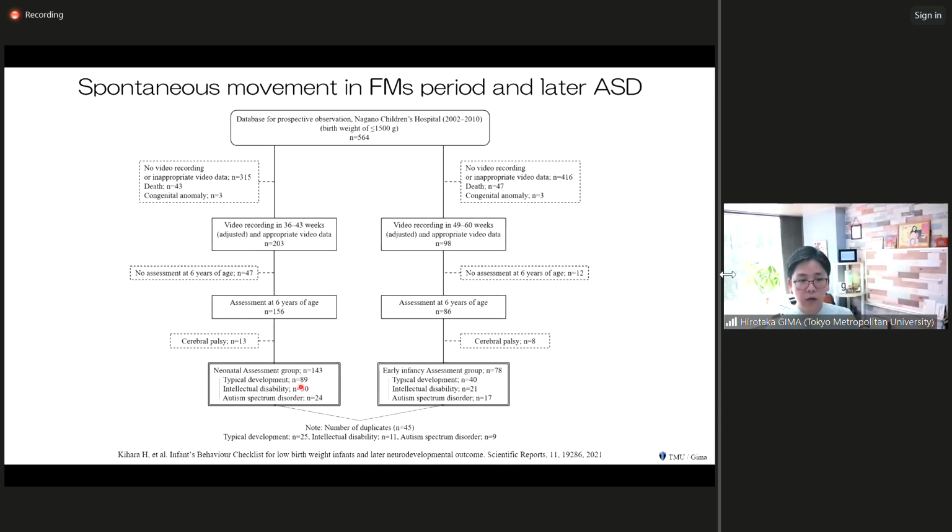Of the 143 infants assessed during the neonatal period, 89 had typical development, 30 had intellectual disability, and 24 had ASD. In 78 infants assessed during early infancy, 40, 21, and 17 had typical development, intellectual disability, and ASD respectively.